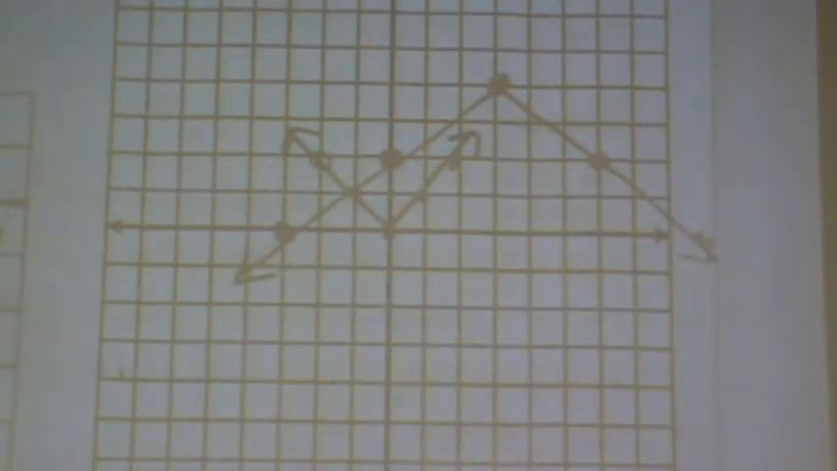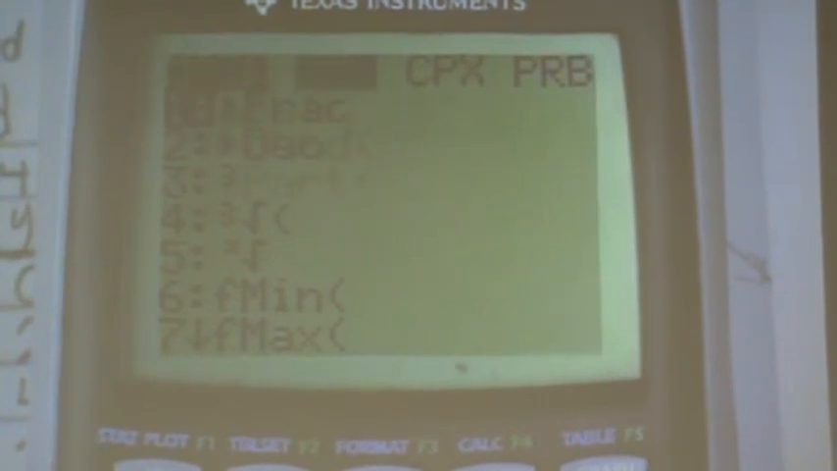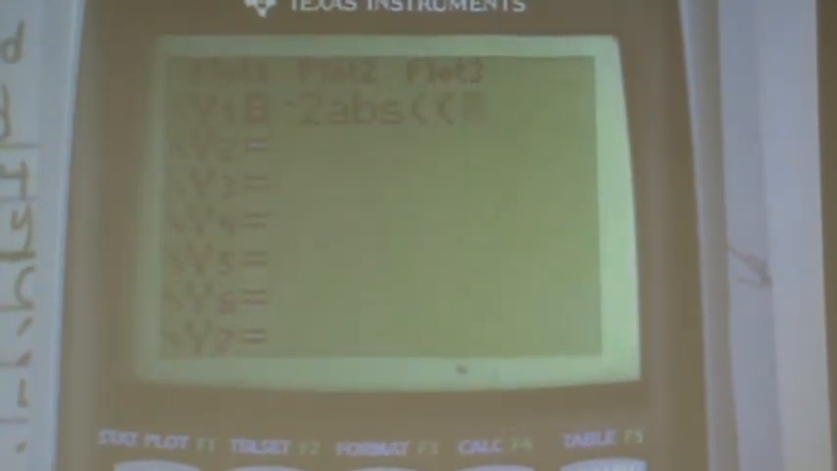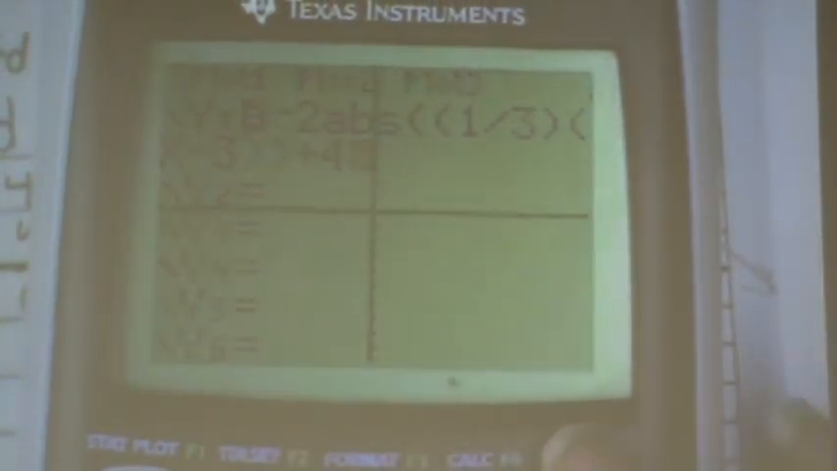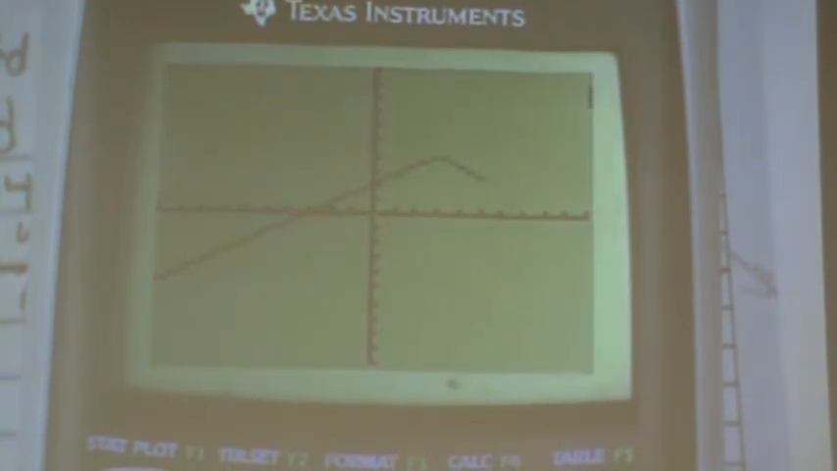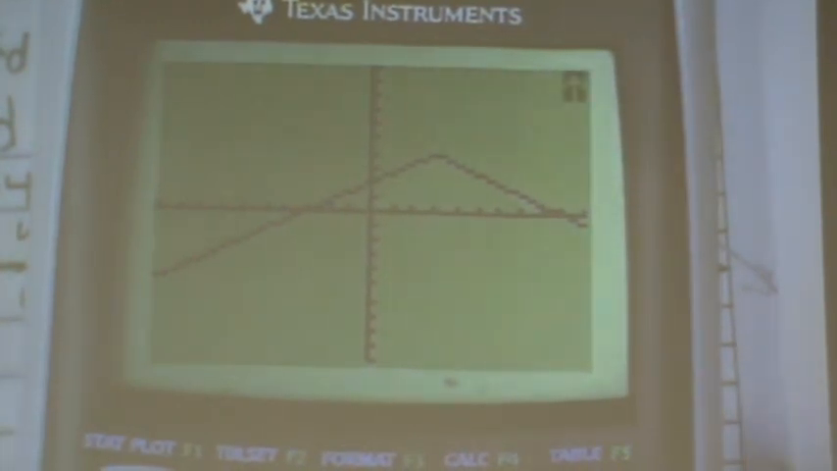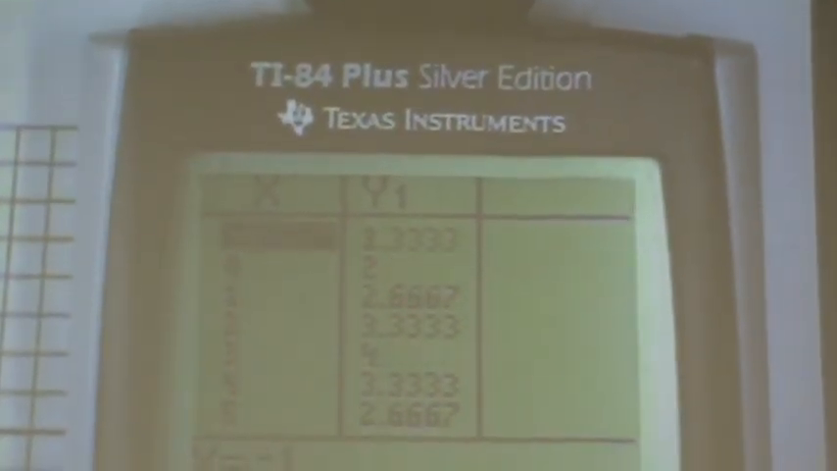Now I'm gonna prove to you, I'm gonna use my graphing calculator and I'm gonna check my work. I'm gonna type in the calculator -2, math, num, abs, and then parenthesis, 1 divided by 3, and then times X minus 3, parenthesis, parenthesis, and then plus 4. So all I'm doing is typing my equation in. I'm gonna hit graph. Tell me if this looks like what we just did. Does it? Now let's verify. Let's look at our table. Let's hit second table and let's compare our points. Let's see if we have all these points right.